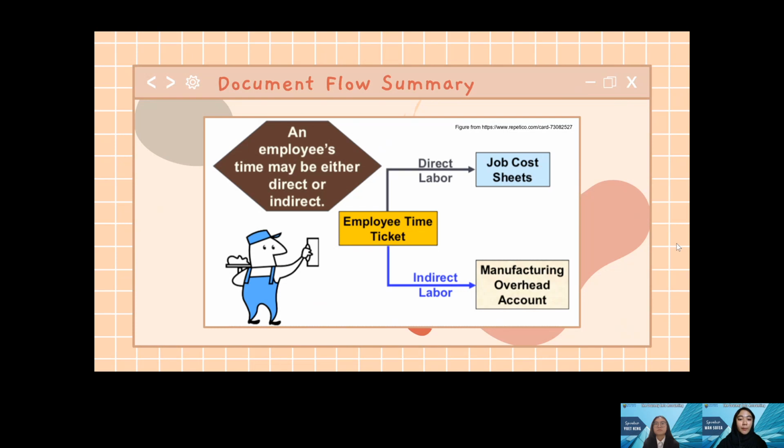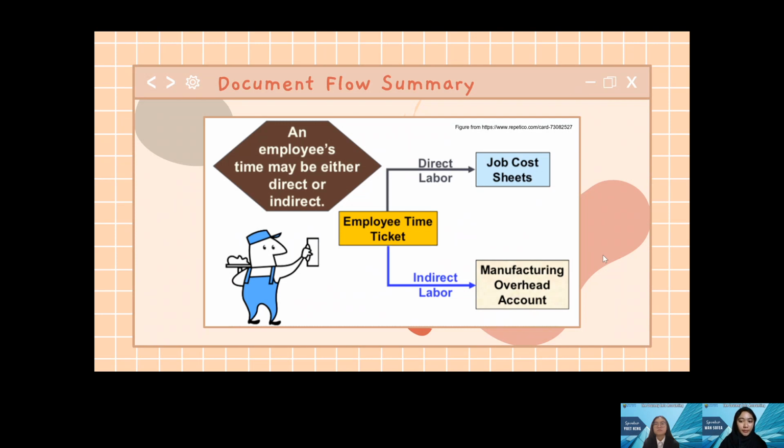Next is the employee time ticket. As an employee works on a unit order, they are often required to fill out a timesheet recording the work that they have completed, which we call a time ticket. Sections of a time ticket can be included.